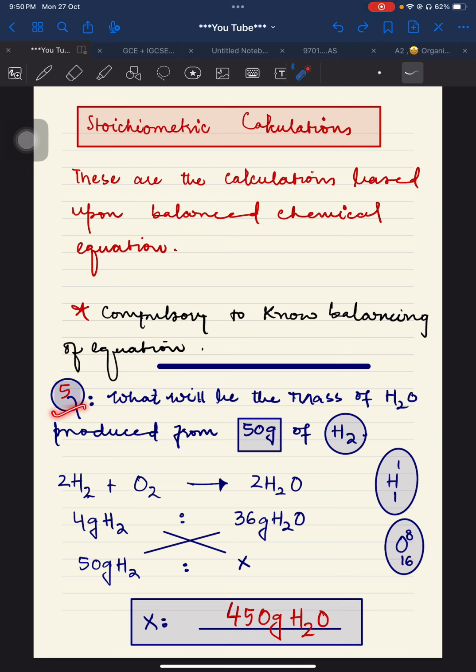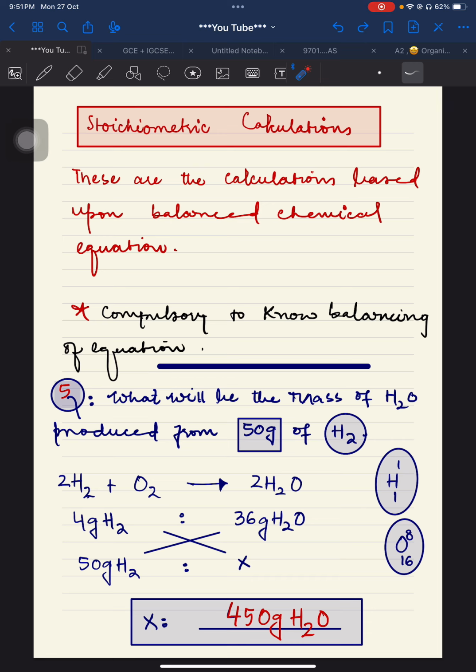Now, the examiner is asking what will be the mass of water produced from 50 grams of hydrogen. Okay, the equation for water is H2 plus O2 gives H2O. No, this is not a balanced chemical equation. We have to write specific numbers. It will become 2H2 plus O2 gives 2H2O. Now many of the students might be thinking from the first example that the examiner can ask very difficult types of balancing of equations as well.